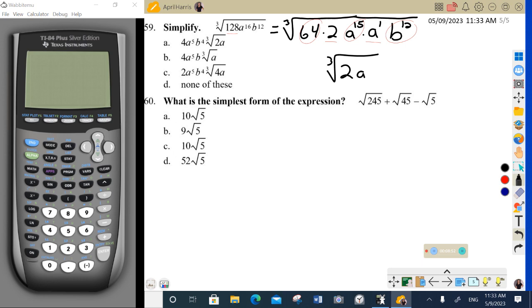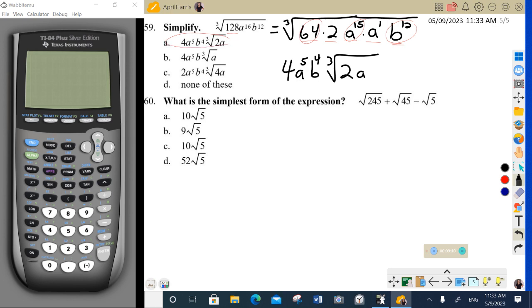And then the cube root of 64 is 4. The cube root of a to the 15th, you're dividing by 3, you get a to the 5th. And the cube root of b to the 12th, you divide by 3, and you get b to the 4th. And the answer is A.